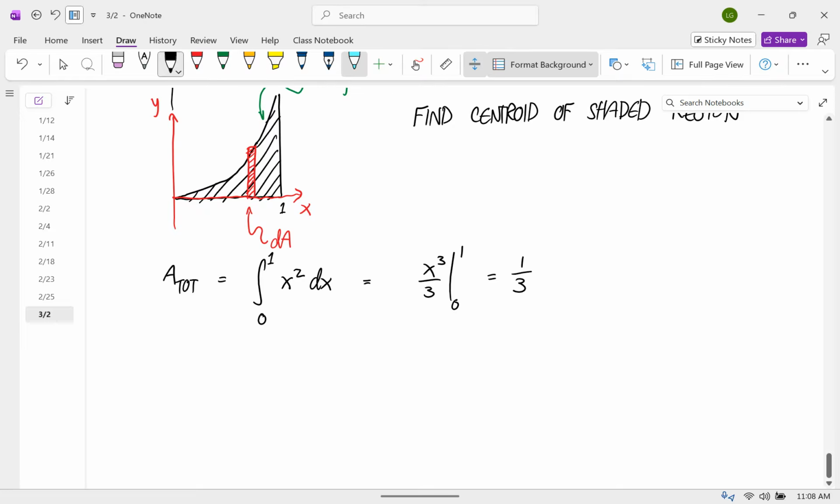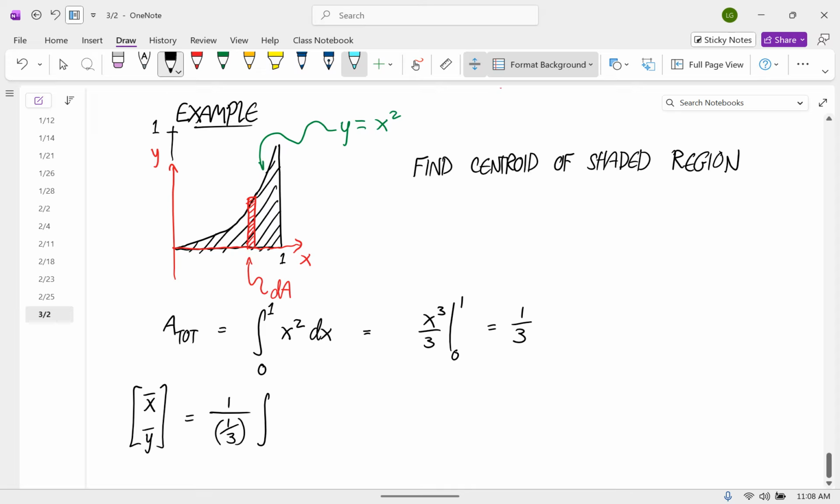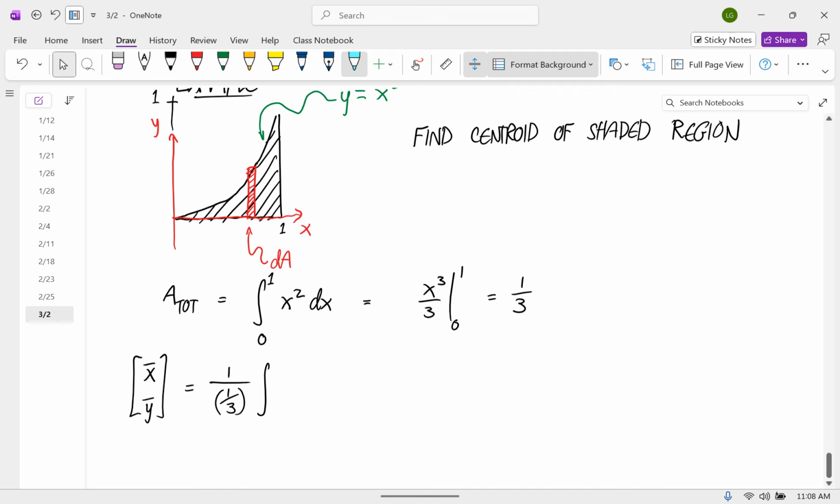And now we're going to use the definition and think about this shaded region here. So x bar, y bar is equal to 1 over 1/3. I'll just write it like this for now, but that's obviously 3. And now we're going to take the integral, where, let's think about one of these dAs. What would be the centroid location of this shaded red rectangle? It's infinitesimally thin, so our x location is just going to be x. And then our y location is going to be 1/2 of the height. The height is x squared, so it's going to be x squared over 2.